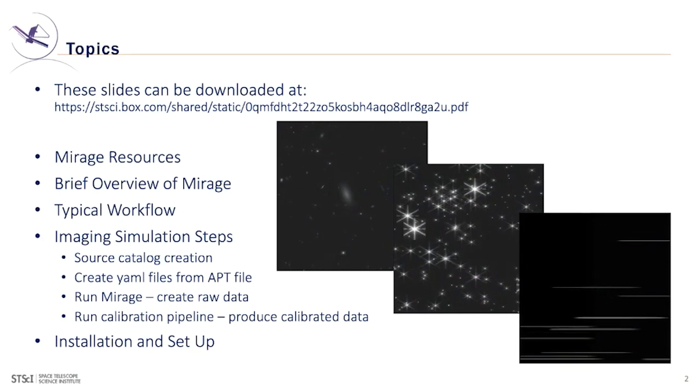Just before we leave this page, I'll point out that these three images here were all created with Mirage. These are three of the different modes that it can do. You have just a random star field. Here you've got galaxies, which are 2D Sersic profiles. And then this is a wide field slitless simulation where all the sources have been dispersed.